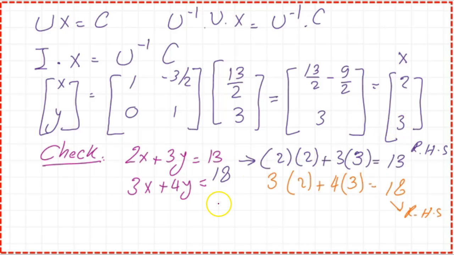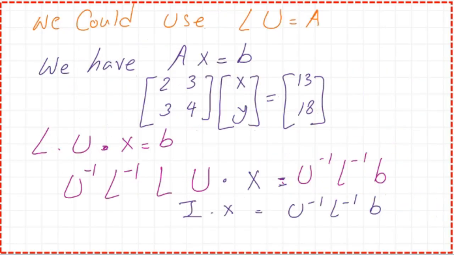We are going to check the values of X and Y in the two simultaneous equations. We have 2X plus 3Y equal to 13, which means that if we substitute X by 2 and the value of Y as 3, we have 2 by 2 plus 3 by 3 equal to 13, which is the right hand side. While for the second equation, we have 3x plus 4y equal to 18. So 3 by 2 plus 4 multiplied by 3 will give us 18, is the right hand side.